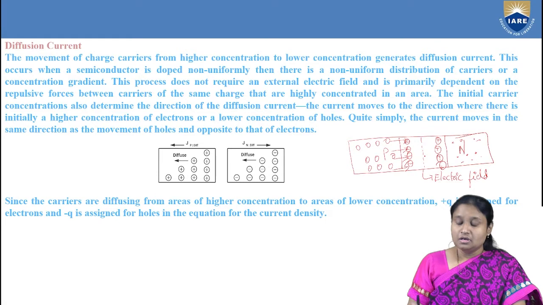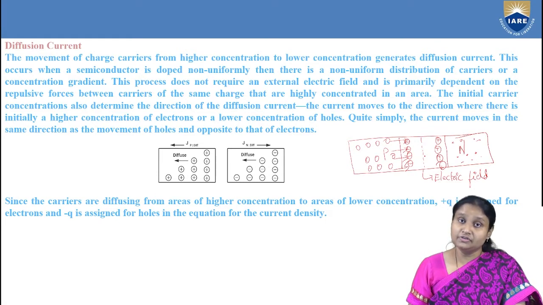So as there is accumulation of immobile positive ions and negative ions in the depletion layer, and because of this charge separation, an electric field will be produced. And what this electric field will do is oppose the diffusion process.